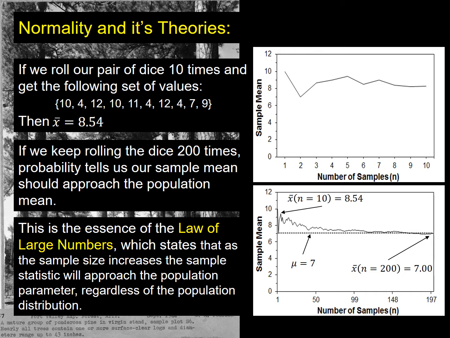This foundational assumption of all probability-based sampling is called the law of large numbers, which states that as the sample size increases, the sample statistic will approach the population parameter regardless of the population distribution.